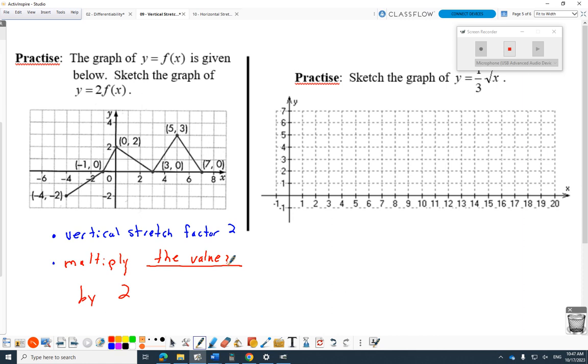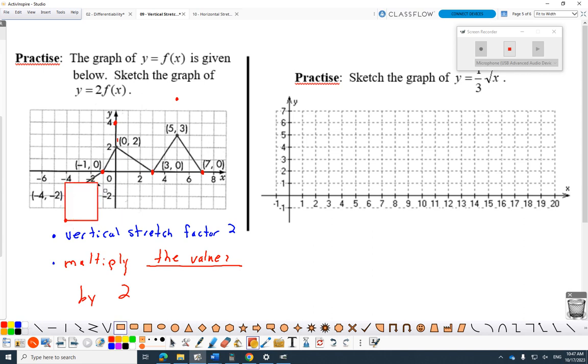Are you ready? I'm going to do it fairly fast, not to rush the lesson, just to show you how easy this is. I'm multiplying all the y values by 2. This -2 becomes -4. I know it goes off my graph a little bit. This 0 stays at 0. This 2 becomes 4. This 0 stays at 0. This 3 becomes 6, going off the graph, which is annoying. And this 0 stays at 0. That's how quick you can get the points. I just went through and multiplied all the y values by 2. Then I connect up those points.